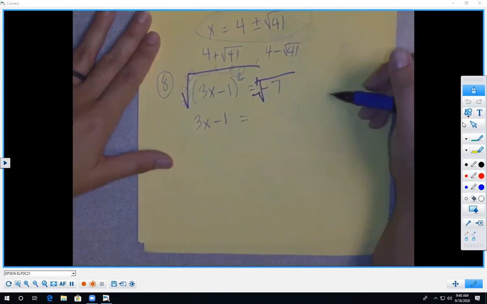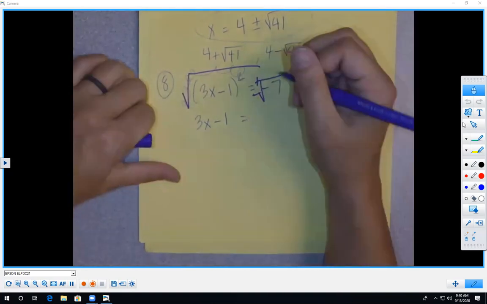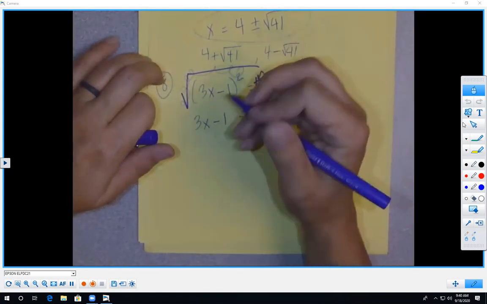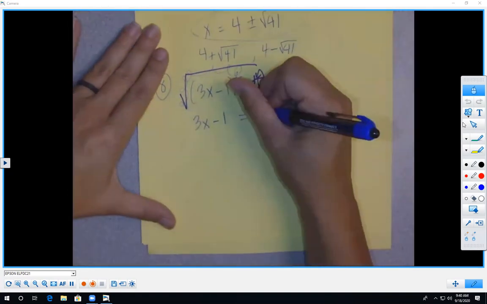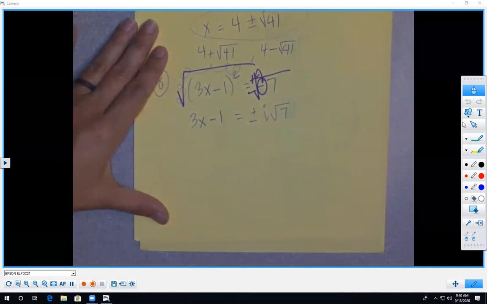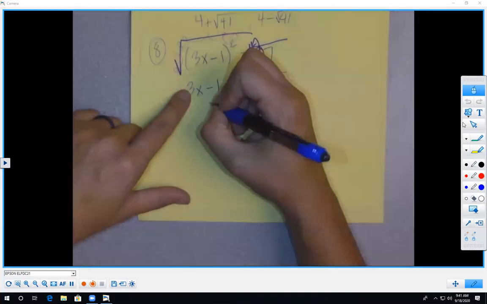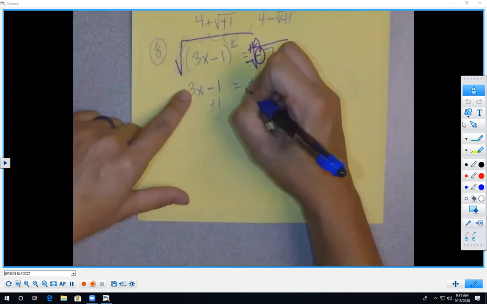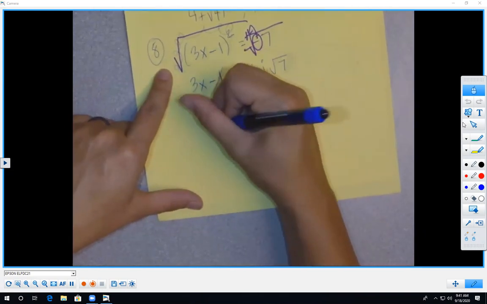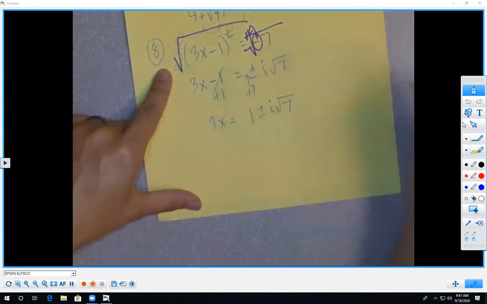How can I simplify that? Take out the negative, right? 7 doesn't break down, it's a prime number, but I can take out the negative as an i. So it's going to be plus or minus i times the square root of 7. Now how am I going to solve for x? Add 1. The 1 goes up in front of the plus or minus sign. So I get 3x equals 1 plus or minus i times the square root of 7.